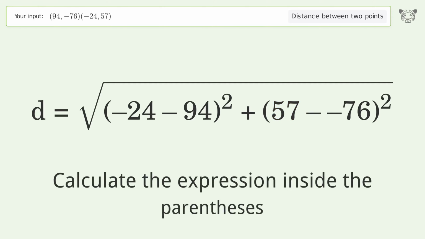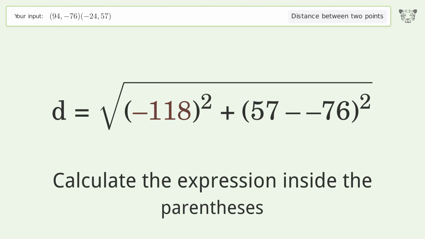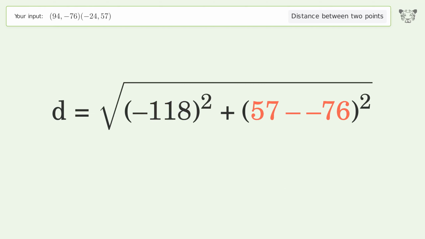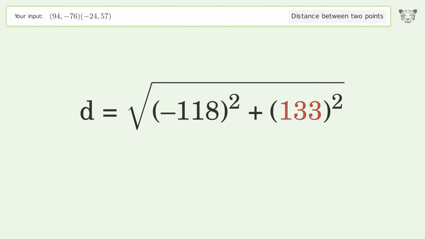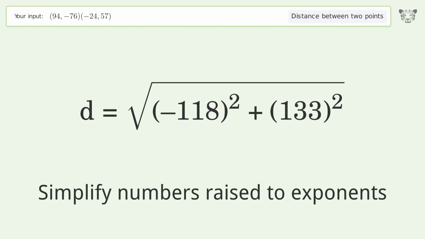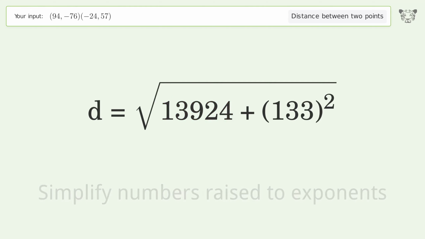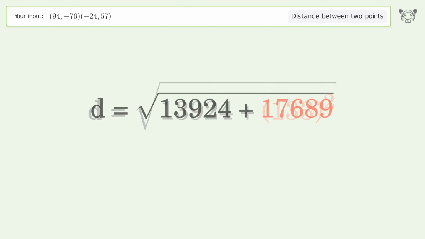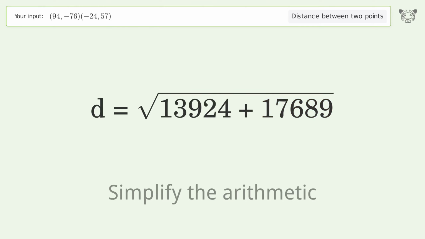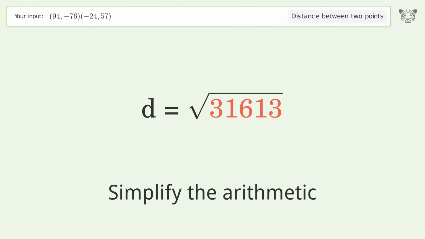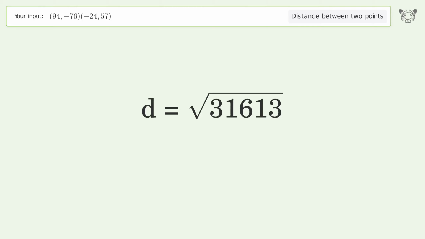Calculate the expression inside the parentheses. Simplify numbers raised to exponents. Simplify the arithmetic. And so the distance between the 2 points is the square root of 31,613, or 177.8.